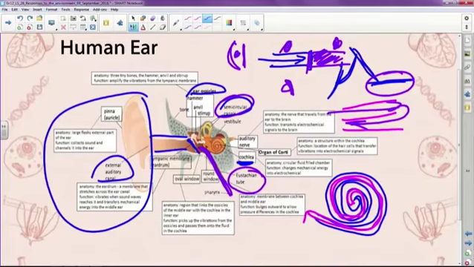Sorry, I did forget the semicircular canals. That's for movement, you know when you feel unbalanced? That's for balance.